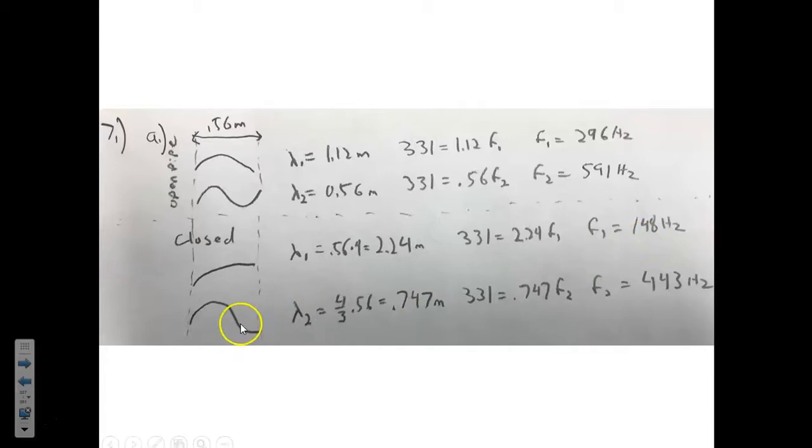Okay, so the next one is where 3/4 of lambda fits in the pipe, which means that lambda, the second harmonic lambda, is equal to 0.747 meters. So 4/3 times 0.56. Plugging into v equals lambda f, the second frequency of our closed harmonic is 443 hertz.